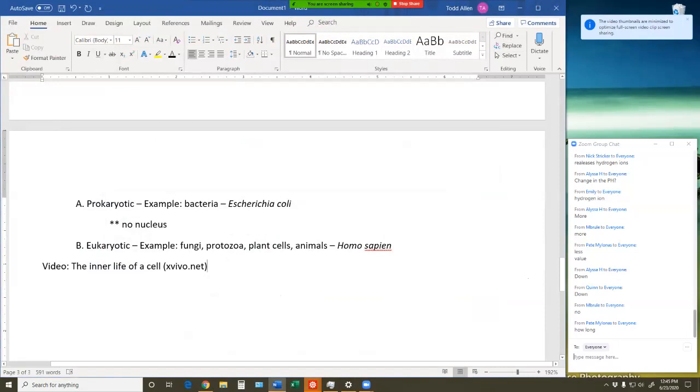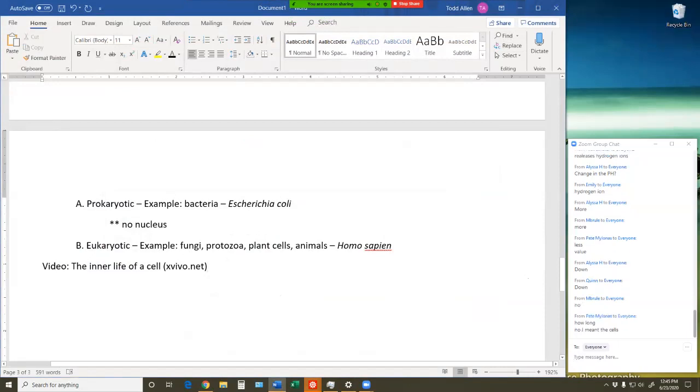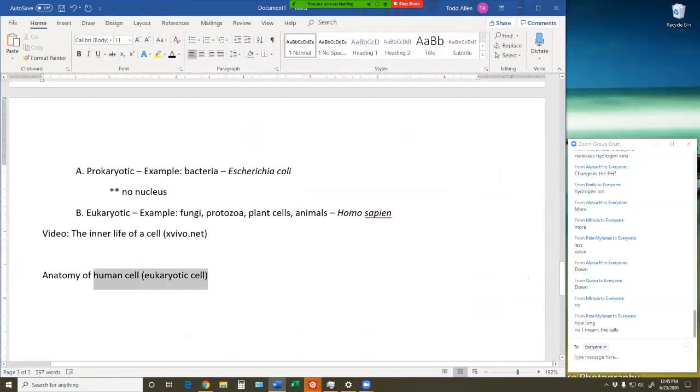All right, chat window's back up. All right, so anatomy of a human cell, which is to say a eukaryotic cell. Okay, that's what we're looking at here. I'm not going to list everything out on page 44, but there are a few things that I do want to highlight for you.